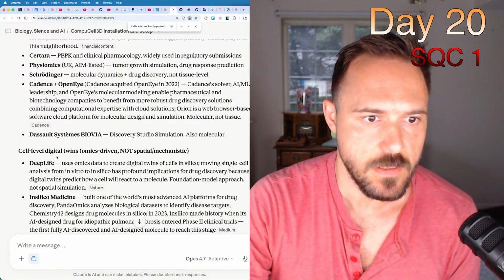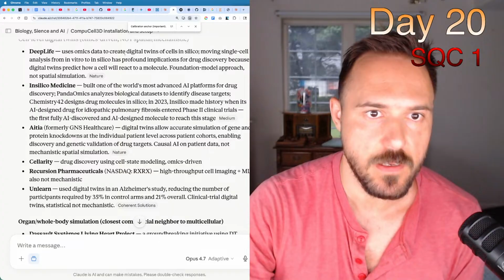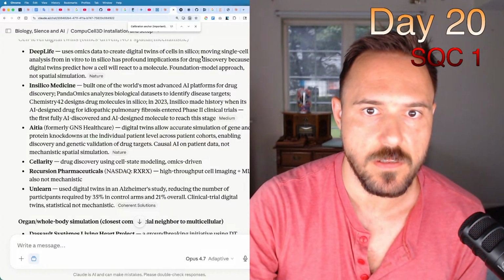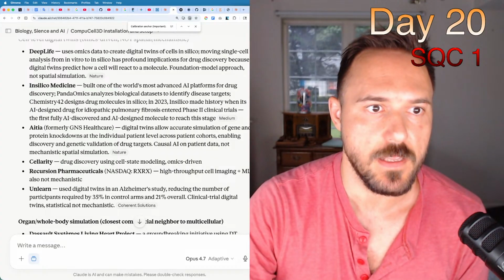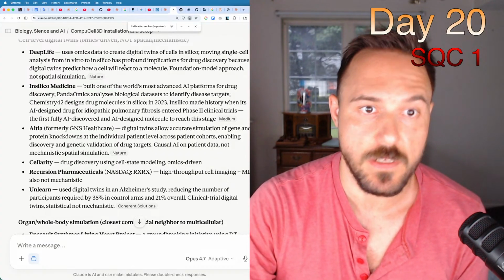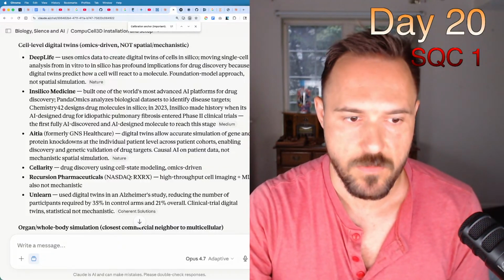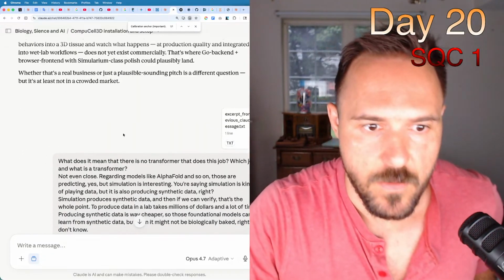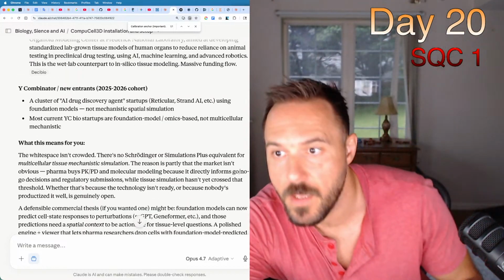Cell-level digital twins: Deep Life uses omic data to create digital twins of cells in silico, moving single-cell analysis from in vitro to in silico. This is good. It has profound application for drug development. Oh, okay.